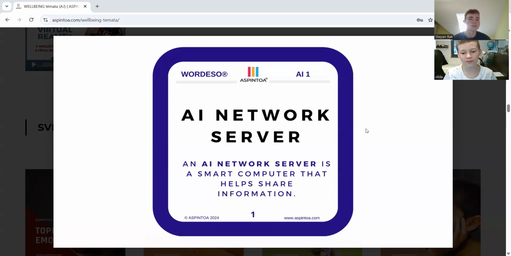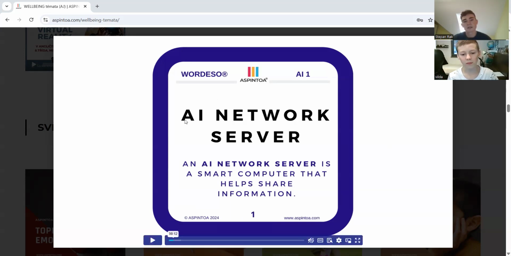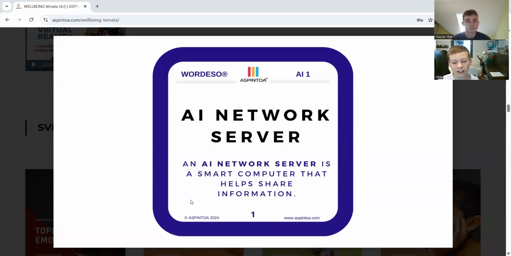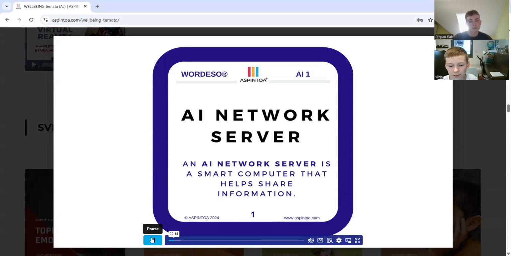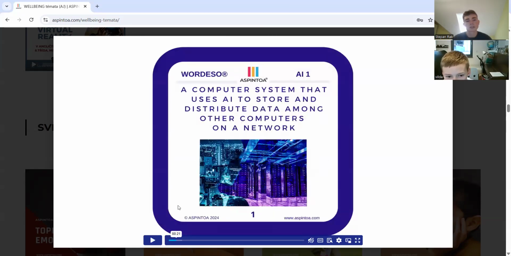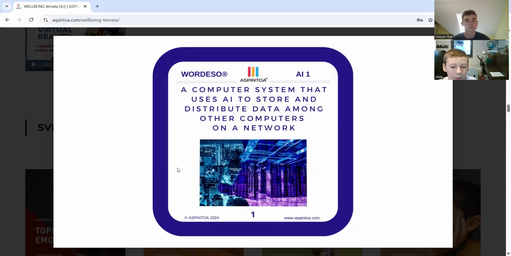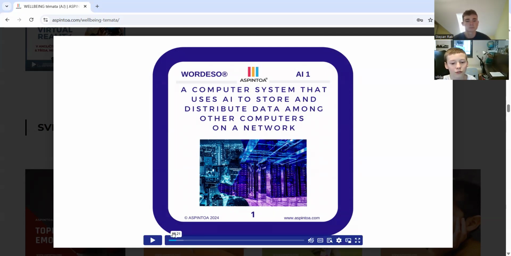Okay, great. So, can you see my screen now? Yes. Perfect. So, I'll read the word: AI network server. Could you read the sentence? An AI network server is a smart computer that helps share information. Exactly. So let's take a look at the back of the card with the definition. Could you read it? A computer system that uses AI to store and distribute data among other computers on a network. Yeah, so the AI network server is basically the hardware, the actual physical bits that store all the information, the data or data, you can say it both ways. And basically, without it, we wouldn't have AI. It wouldn't run without it.